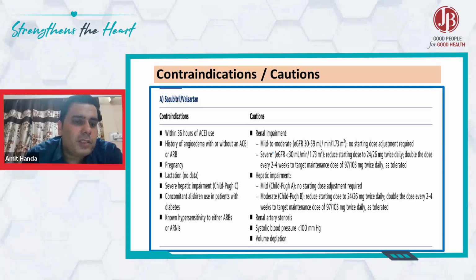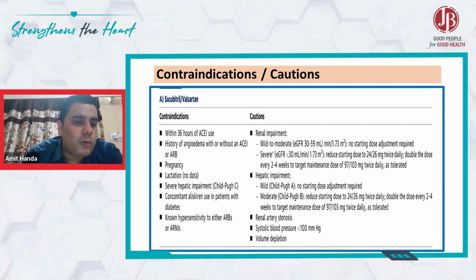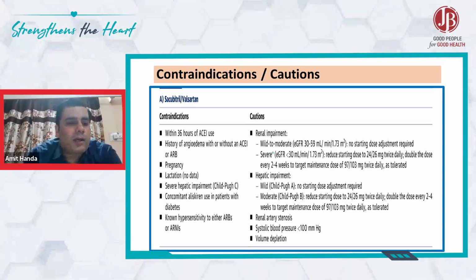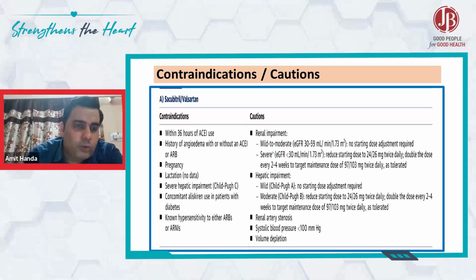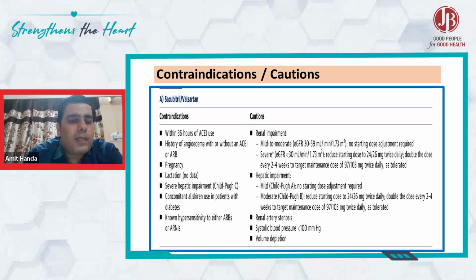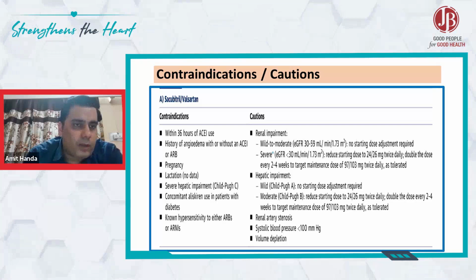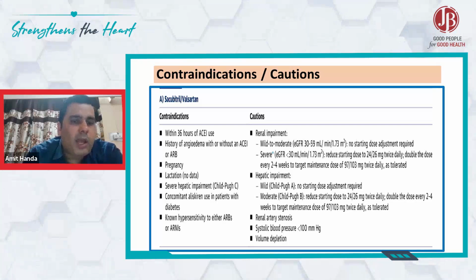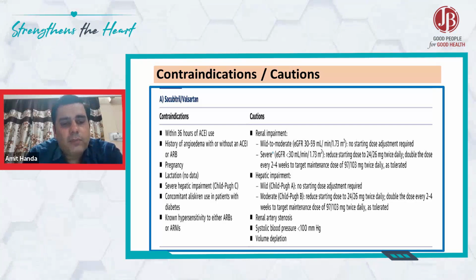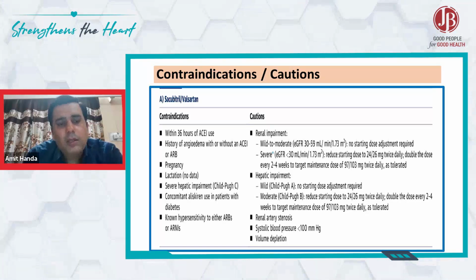If the patient is severely having deranged liver enzymes or severe hepatic impairment with Child-Pugh C classification, then we should avoid use of ARNI. And concomitant use of a renin inhibitor, we know aliskiren sometimes is used in diabetics, not commonly used in India though, but if it is in use, then we should avoid ARNI. Or known hypersensitivities, definitely, because ARB valsartan is one of the components of ARNI. So if it is a known hypersensitivity, you should avoid.